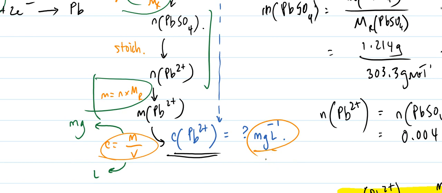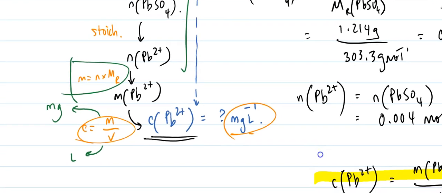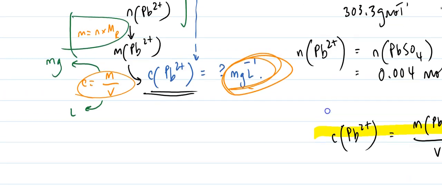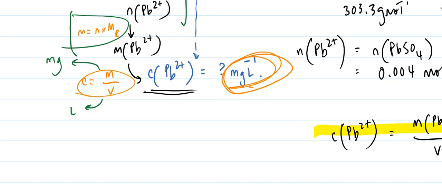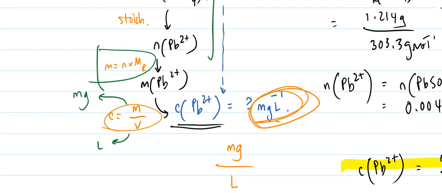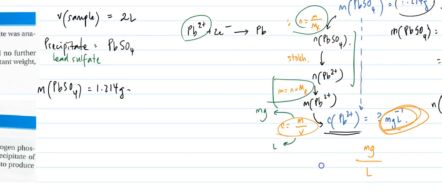If you can't remember concentration formulas or anything, that's fine. Just think, how can I get this unit? How do I set up an equation to get this unit here? So you work with the units. You want milligrams divided by liters, essentially. You want to have a milligram value that you're dividing by a liter value. So you just work out your equations around that.